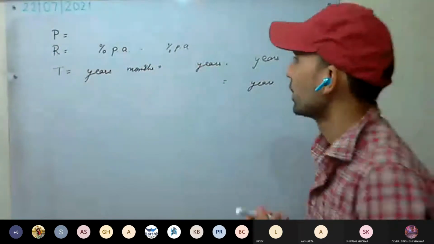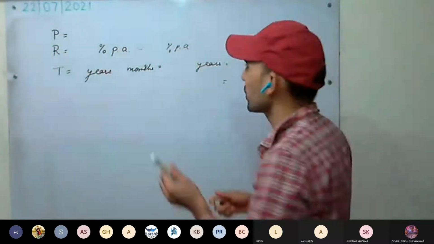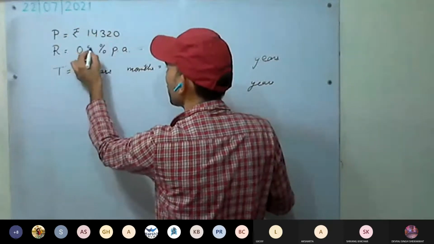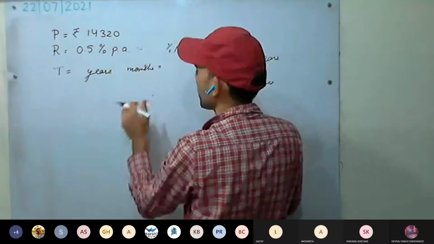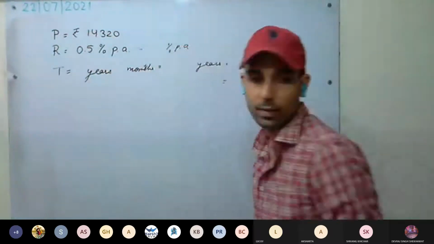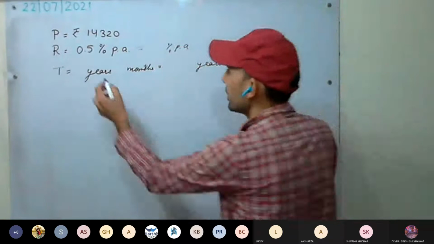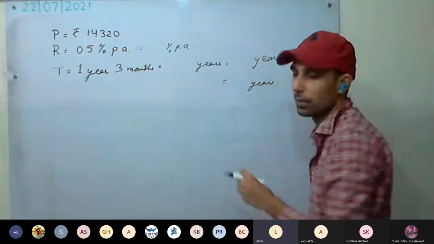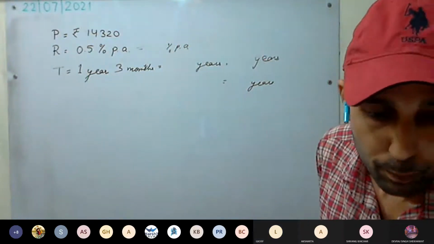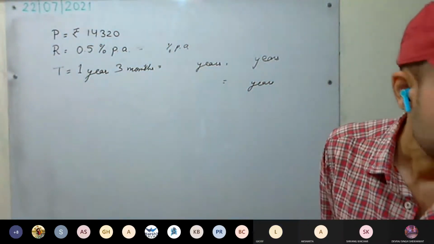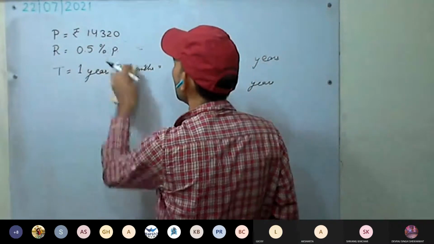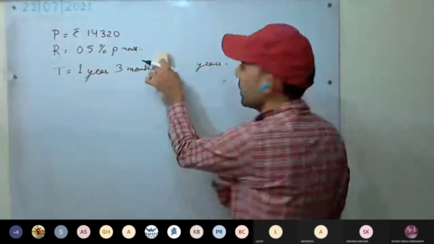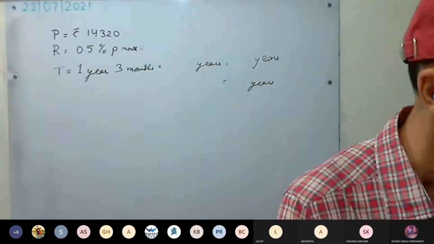Okay, it is 0.5. Principal is rupees 14320. 0.5% per annum is fine, or 1/2 we can write if you want. And time, 1 year, 3 months. The rate is 0.5% per month, it is given. Rate is given per month.